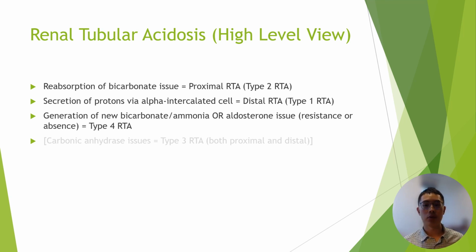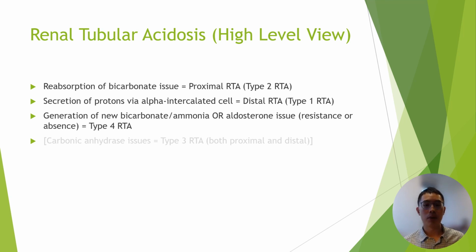This is called type 2 non-intuitively since it was the second type that was discovered. Now, if we have a problem with proton secretion in the distal tubule or the alpha intercalated cell, either through the H plus ATPase or the H plus K plus ATPase, then this is called a type 1 or distal RTA because it is in the distal tubule.